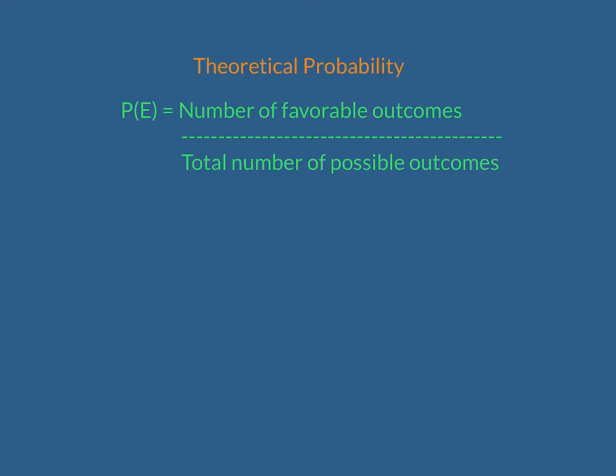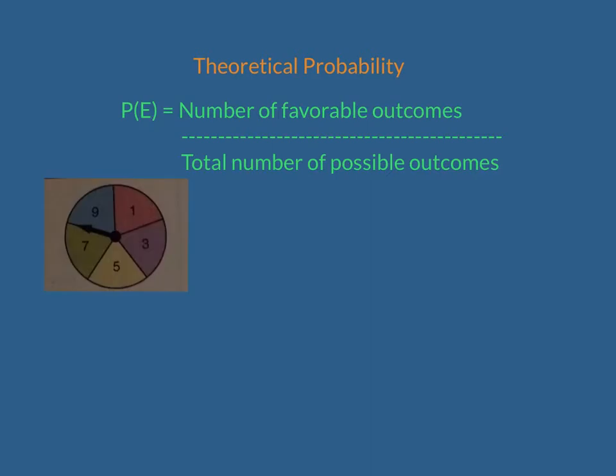So when we use a formula to find probability, that's called theoretical probability. And the formula for that would be P(E) equals the number of favorable outcomes over the total number of possible outcomes. The P right here stands for probability and E for the event. So the probability of the event equals the number of favorable outcomes over the total number of possible outcomes.